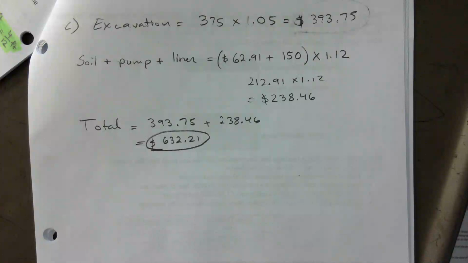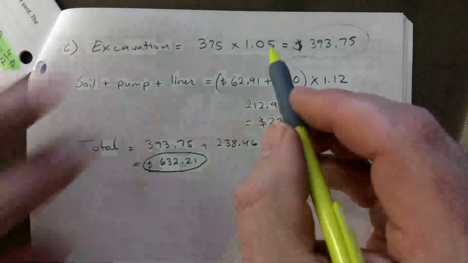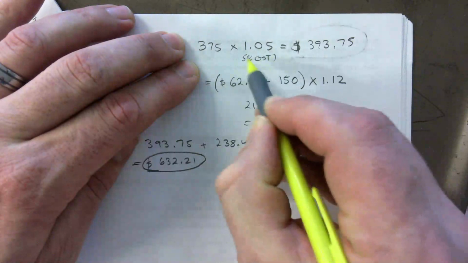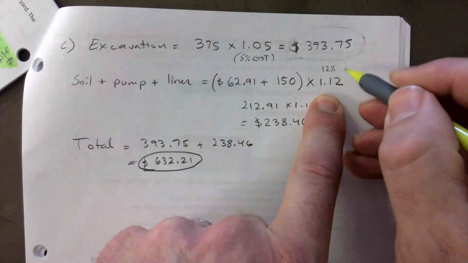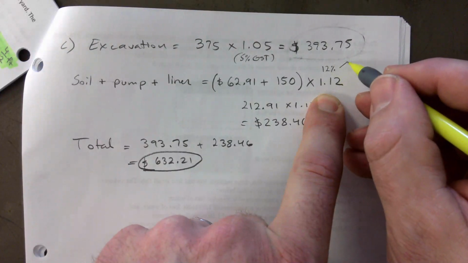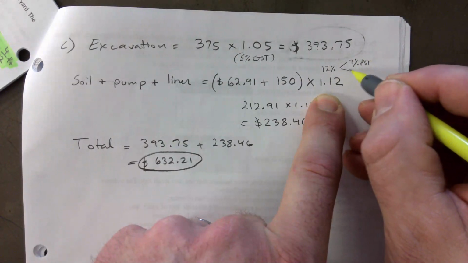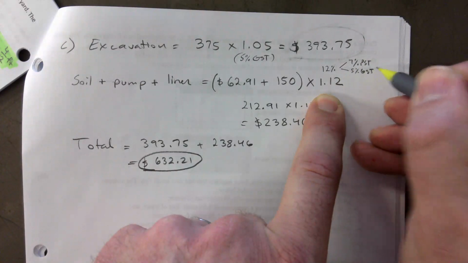Okay, we're almost done, and then I'll give you class time to do, yeah, I should maybe say 5% GST. And this is 12%. And why is that? 7% PST or RST, 5% GST.